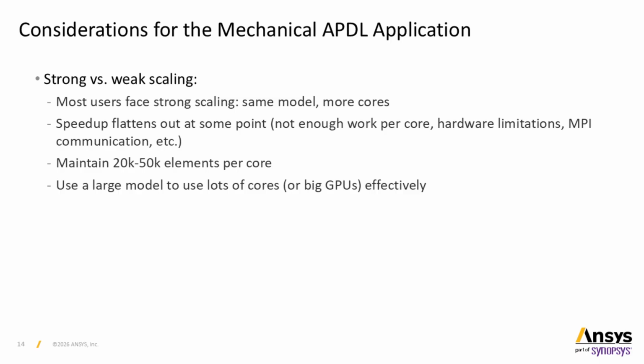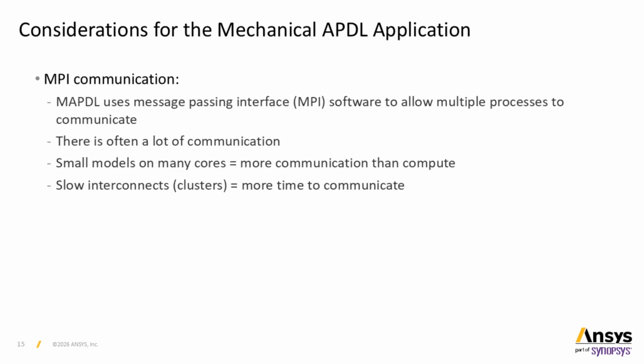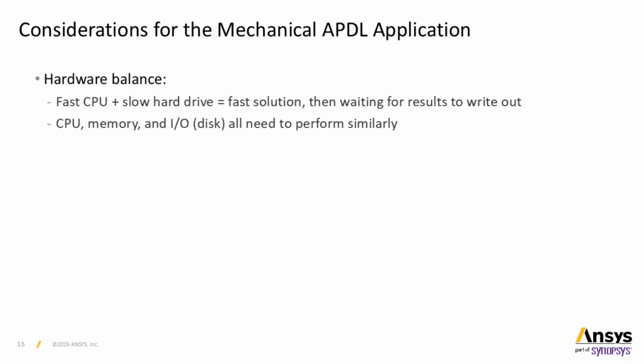has enough numerical work. And MAPDL is a tightly coupled MPI application. That means communication can dominate when you use lots of cores, especially across nodes with slower network interconnects. For small models using many cores, you can end up doing more message passing than math, which shows up as poor scaling. And finally, your hardware all works together: CPU, memory bandwidth, network interconnects, storage, and I/O. If you speed up the solver but write results to a very slow disk, the total elapsed time stalls. The solver looks great, but the job doesn't. Balanced hardware matters as much as core count.